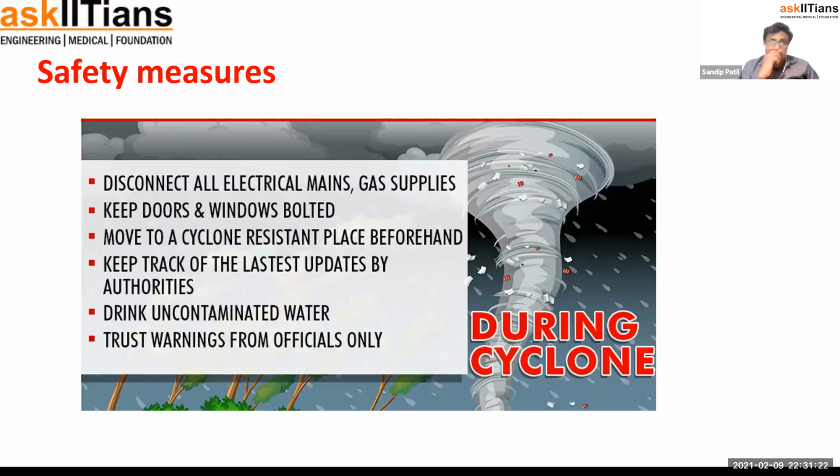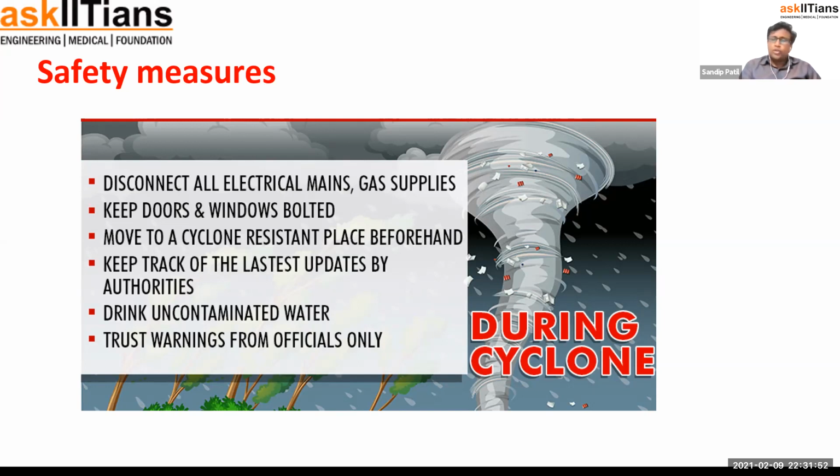During cyclone, now let's see what to do during cyclone. If the cyclone now approaches us, what to do? First, disconnect all the electrical mains and gas supplies. As we know, there will be water and wind and everything. So these electric currents are going to flow everywhere, which we do not want. Therefore, whatever electrical means, meter, main switch, gas supplies, just shut everything down.